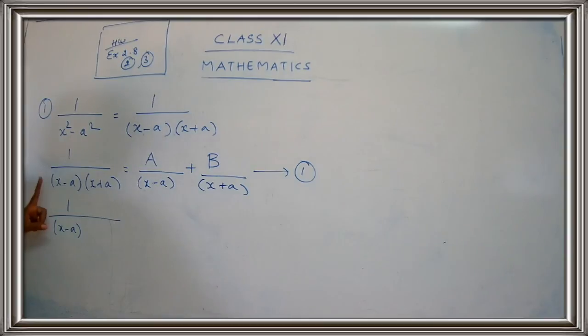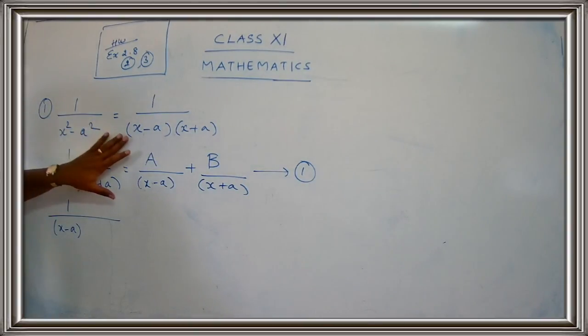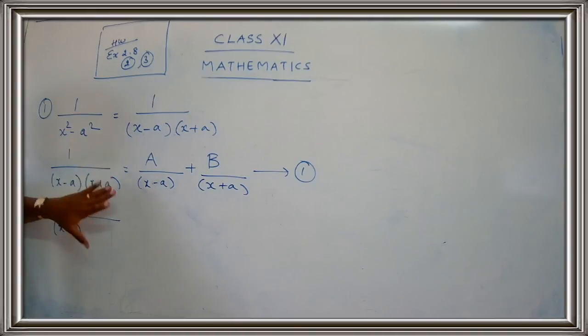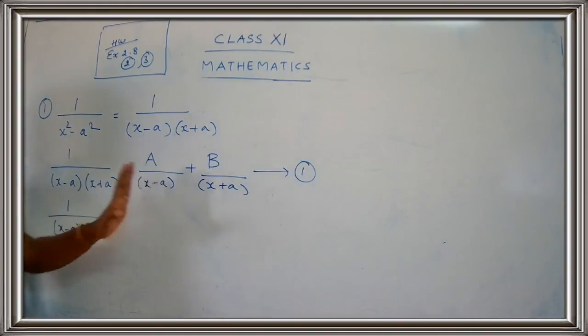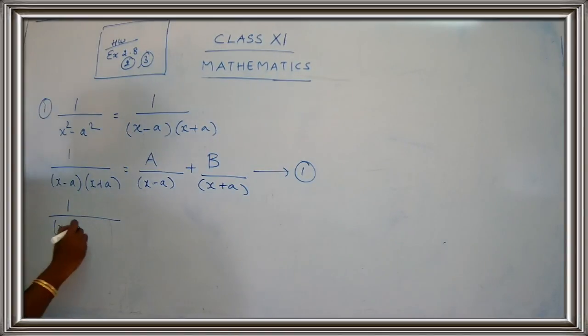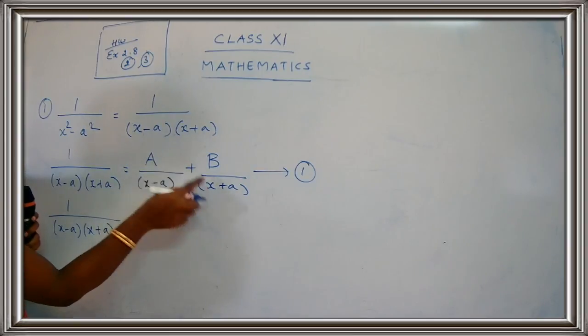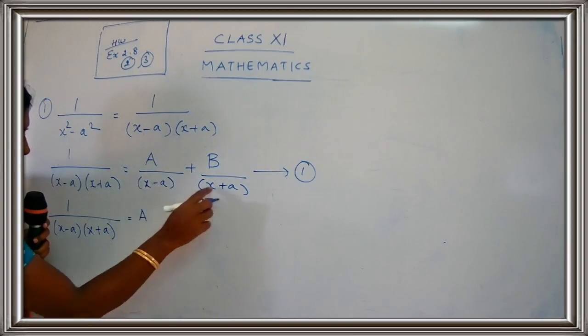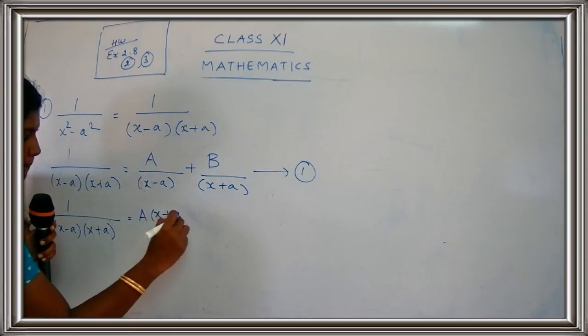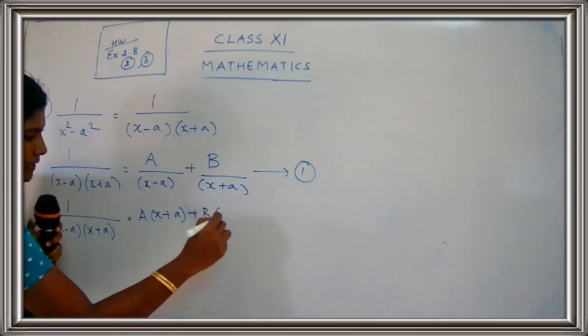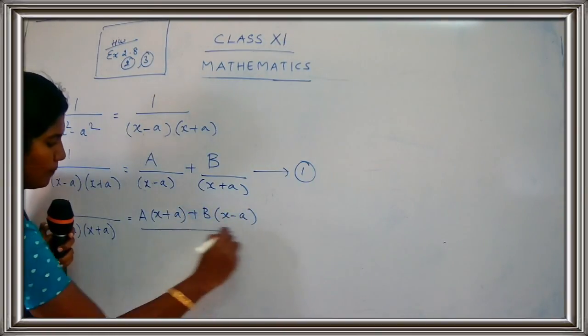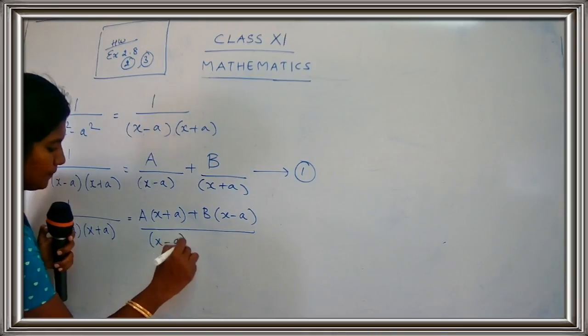Okay. Now let us go for the next step. Just stay on this step, children. Stay on the first step. Stay on the second step. You are just breaking it. Okay. Now let's go for the third step. Cross multiply: x minus a, x plus a is equal to A into x plus a plus B into x minus a upon x minus a, x plus a.